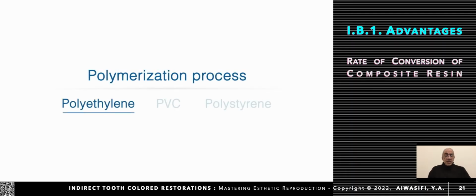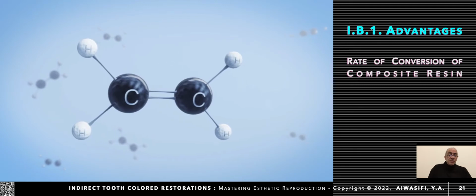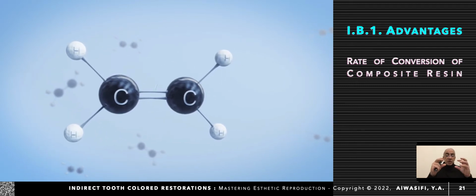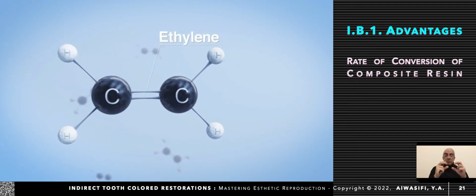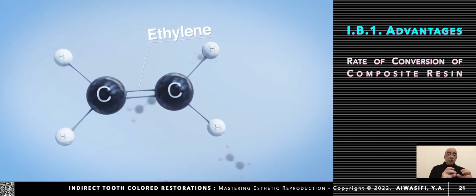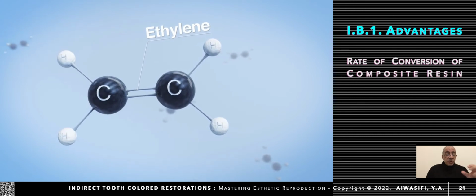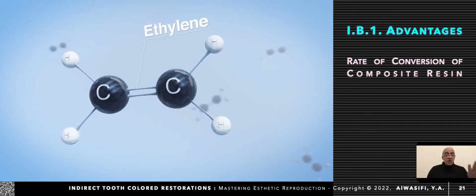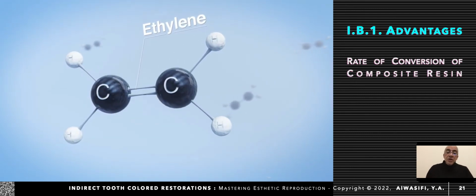Okay, let us start with what the polymerization process of polyethylene is. This is the molecule of ethylene, two carbon atoms with a double bond. Please note that each of the two carbon atoms is bonded with 4 bonds, 2 with hydrogen and 2 with the neighboring carbon atoms.